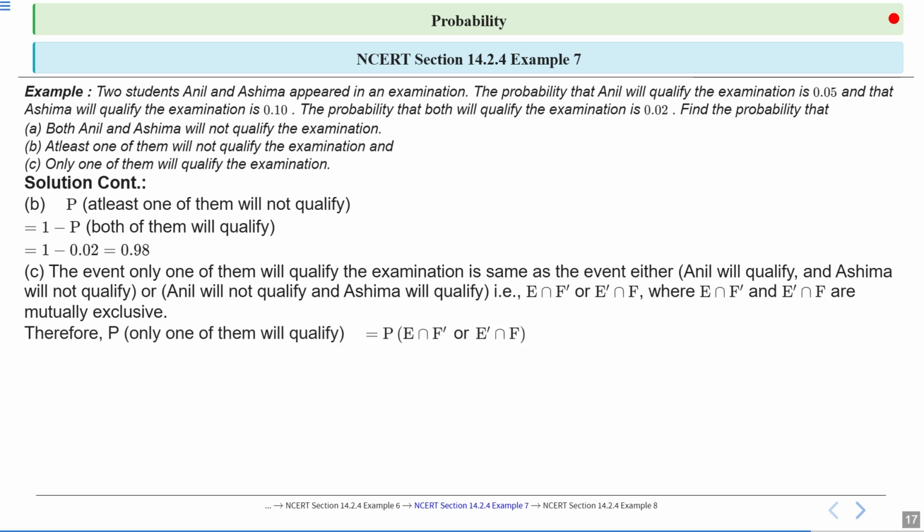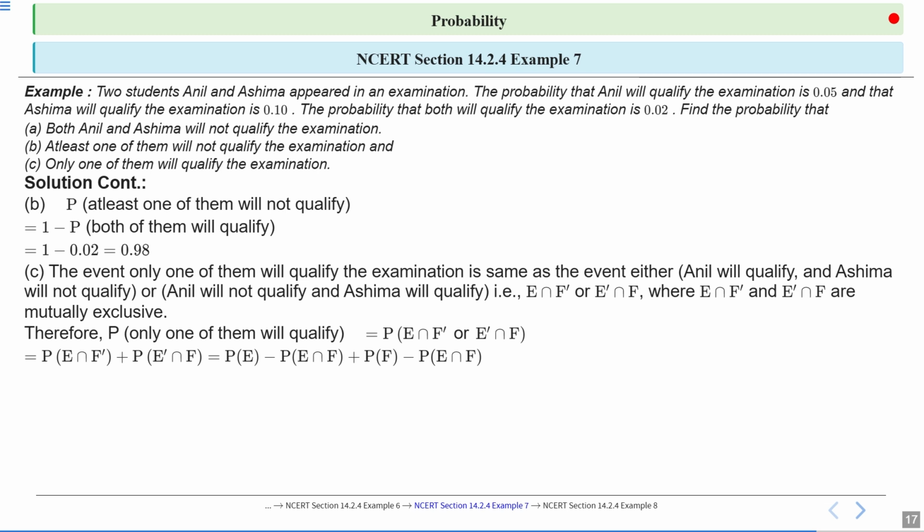And therefore the probability that only one of them will qualify is equal to the probability of E intersection F complement or E complement intersection F. Since they are mutually exclusive, we can write it as the probability of E intersection F complement plus the probability of E complement intersection F. Since E intersection F complement is equal to E minus E intersection F, and E complement intersection F is equal to F minus E intersection F, we obtain the expression: probability of E minus probability of E intersection F, plus probability of F minus probability of E intersection F.